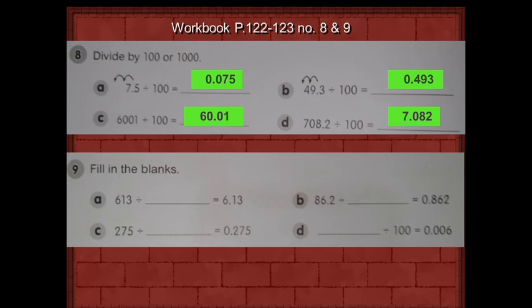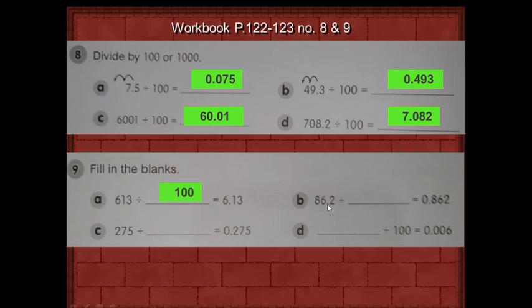Fill in the blanks. 9A, 613 is divided by what number equals 6.13? Before that, there was no decimal, so the decimal is located after number 3. Now in the answer, the decimal point is between 6 and 1. So move to the left. How many times? 1, 2. So it is divided by 100.